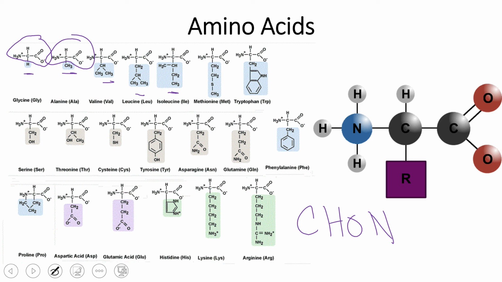We will see that some of them have sulfur present. So, for example, this one right here, methionine, in the R group, there is a sulfur present. Okay, and cysteine, there's a sulfur present. So, for the amino acids, I would say there's carbon, hydrogen, oxygen, nitrogen, and sometimes sulfur, because some amino acids have sulfur in the R group, and the R group is not the same between all 20.